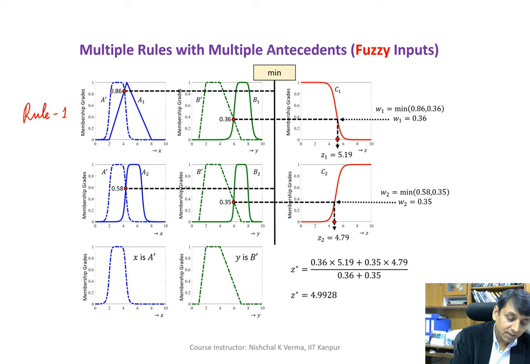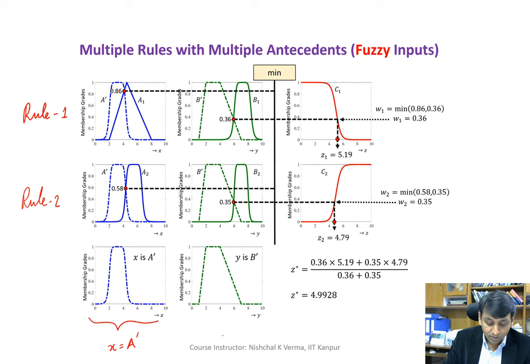So rule 1 basically has A1, B1, C1 fuzzy sets, which are known to us. All the parameters of this rule are known. Similarly, we have rule 2 here, and here also A2, B2, C2 are known. So when we feed the input, X is A dash. A dash is a fuzzy value. Similarly, Y is, let's say, B dash, which is again a fuzzy value. So when these two fuzzy values are supplied to this model, let's see how we can compute the final output.